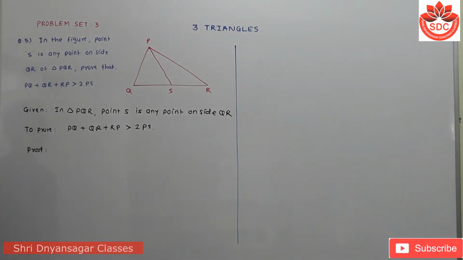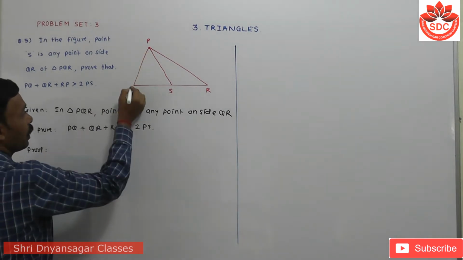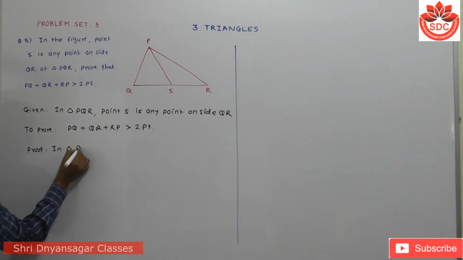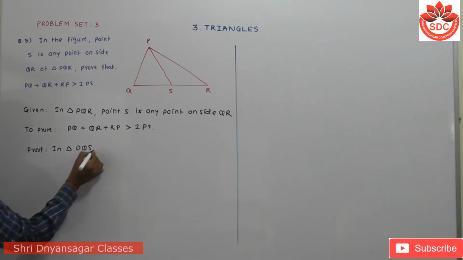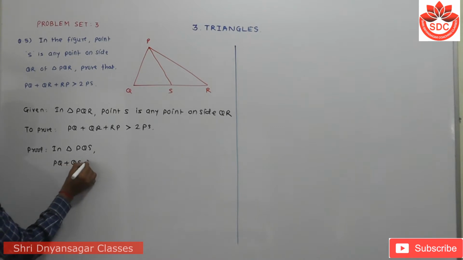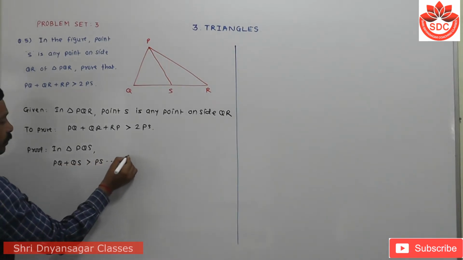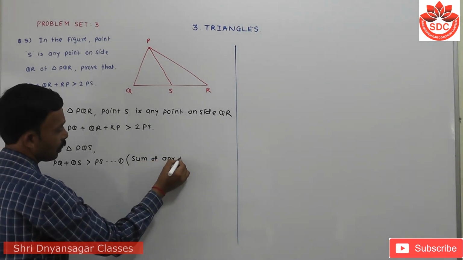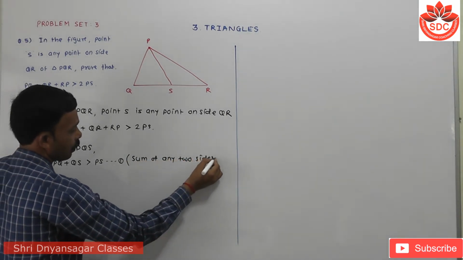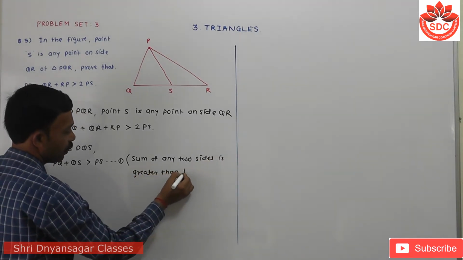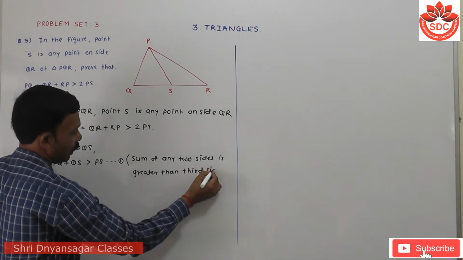Look carefully, students. All of you know that sum of any two sides is greater than the third side. So I have to take here PQ plus QS in triangle PQS. PQ plus QS is greater than PS. Equation first, because sum of any two sides is greater than third side.